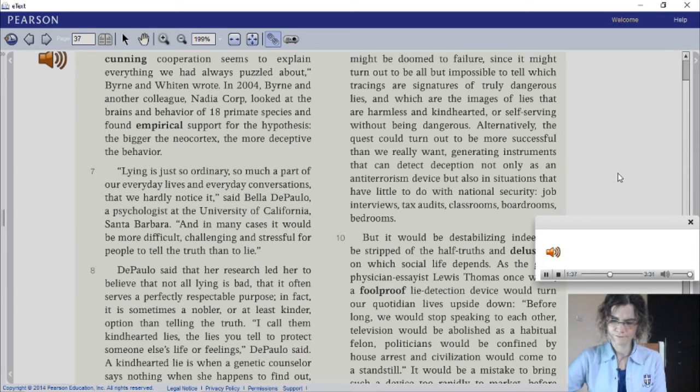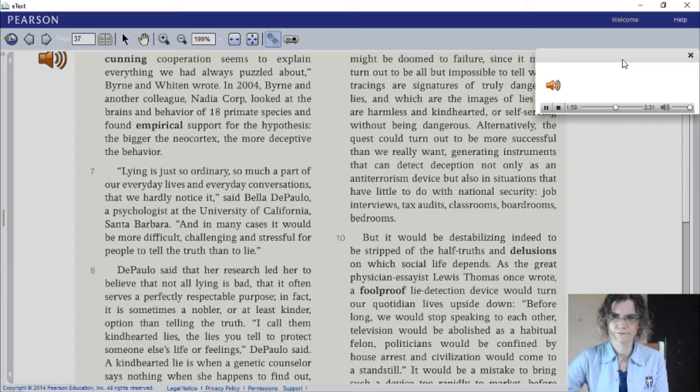The federal government has been supporting research recently to look for machines that detect the brain tracings of deception. But the quest might be doomed to failure, since it might turn out to be all but impossible to tell which tracings are signatures of truly dangerous lies and which are the images of lies that are harmless and kind-hearted or self-serving without being dangerous. Alternatively, the quest could turn out to be more successful than we really want, generating instruments that can detect deception not only as an anti-terrorism device, but also in situations that have little to do with national security, job interviews, tax audits, classrooms, boardrooms, bedrooms.